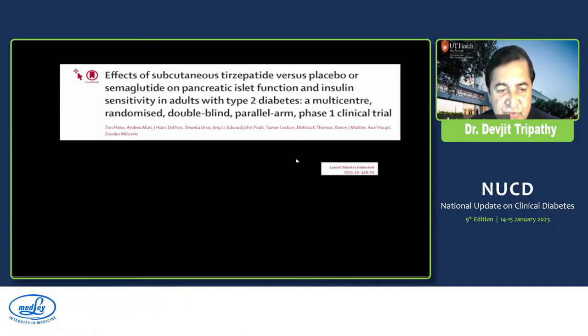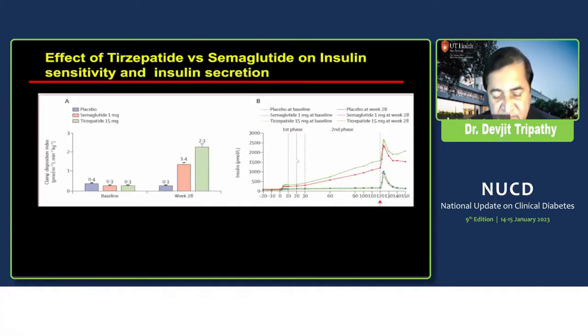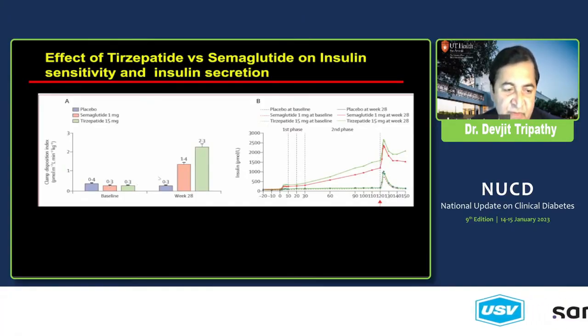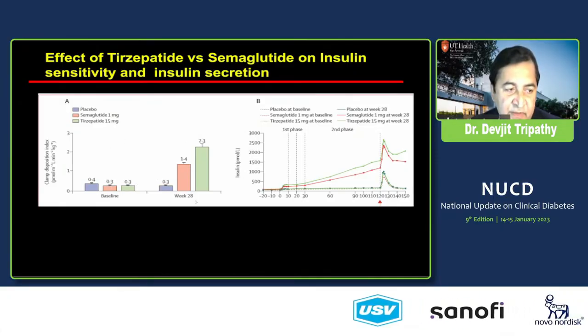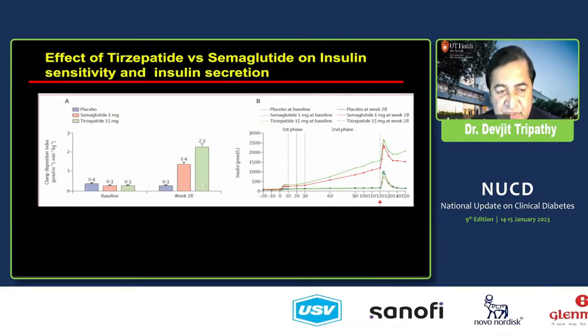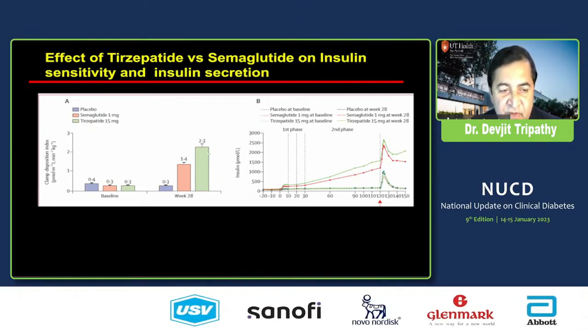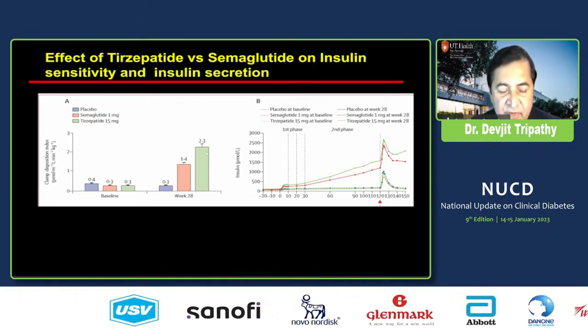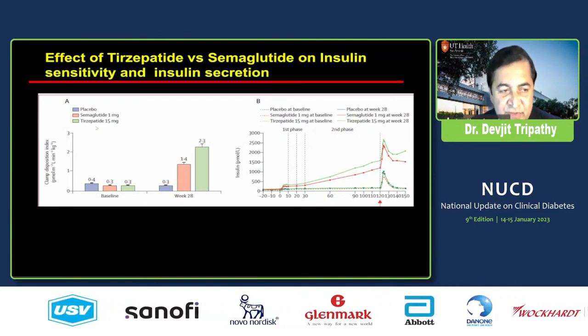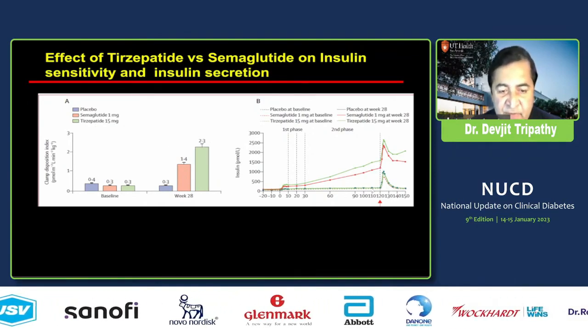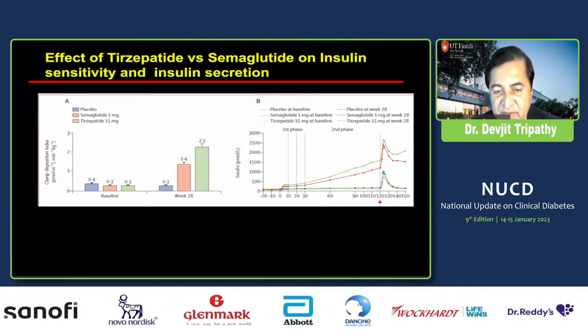What they did, in Germany, was perform euglycemic clamps followed by hypoglycemic clamps in patients randomized to placebo, one group randomized to semaglutide, and one to tirzepatide. This is the effect on the clamp-induced disposition index, which is a marker of beta cell function, showing that patients on the green column, those on tirzepatide for 6 months, had a greater improvement in beta cell function. And it shows the clamp insulin data at baseline that is similar.